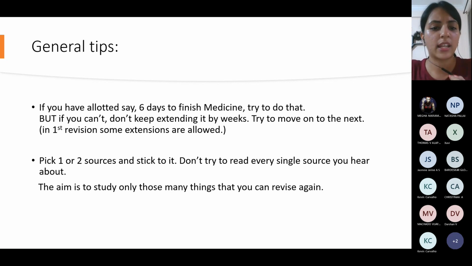Another thing that I was telling you is that you need to revise everything that you read, right? So, just pick one or two sources and trust them. So, if you pick Marrow, you need to trust that whatever you read in Marrow is enough. Don't start thinking, okay, should I also buy Dams? Should I also read my textbook? You're never going to be able to revise everything. So, the aim is to study only those many things that you can revise.